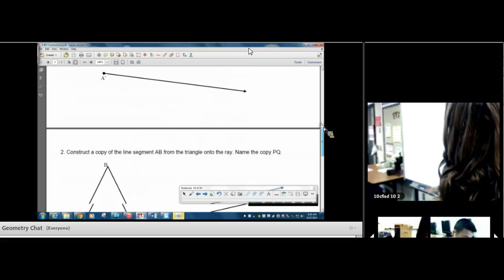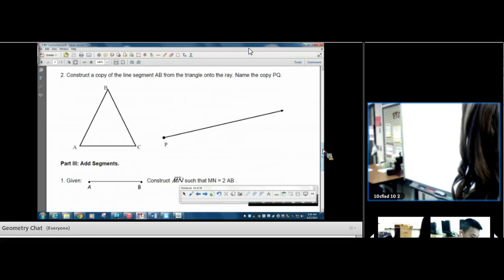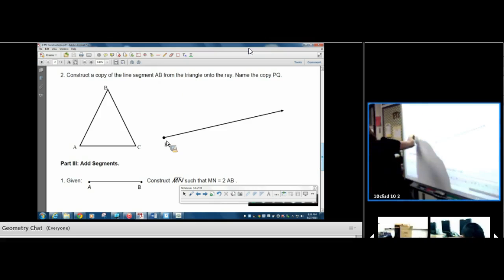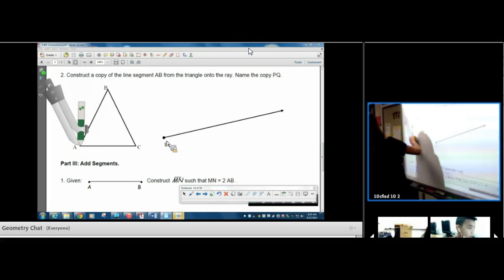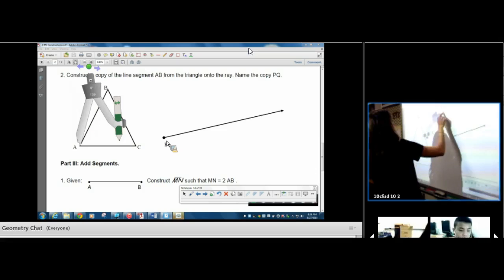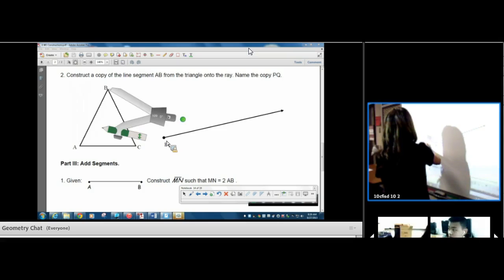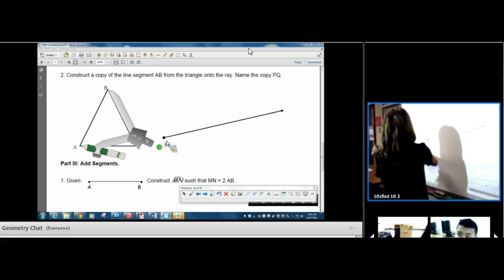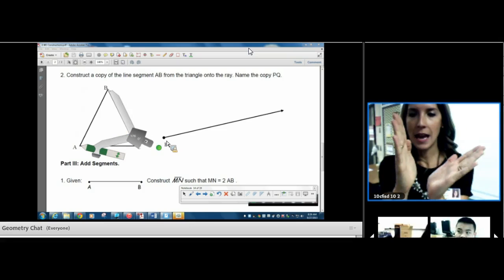Construct a copy of line segment AB from the triangle onto the ray. Name the copy PQ. So this time, I'm going to put my needle on A. I'm not sure if I'll be able to do this on the smartboard, because I need to put my pencil on B, but you get the idea. Needle on one end point, pencil on the other end point. That's your compass setting. You opened it up to AB and you're set.